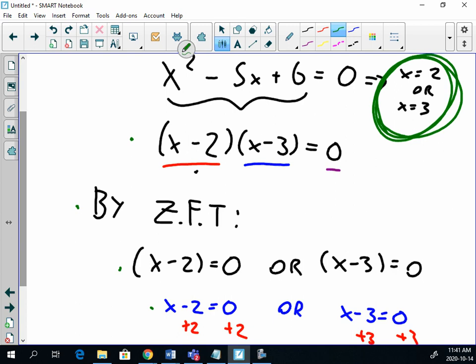And for the first little bit in this quadratics unit, we are going to solve all quadratic equations using the zero-factor theorem in that way. So we will practice with that tomorrow.